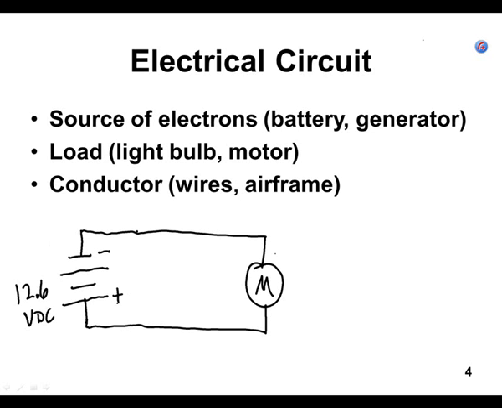Is there anybody that can tell me which direction the electrons are coming out of this battery? Which side of the battery are the electrons leaving when it's being discharged? Okay, in this case, the battery's right side. Your choices are the top or the bottom. They're leaving the bottom side?